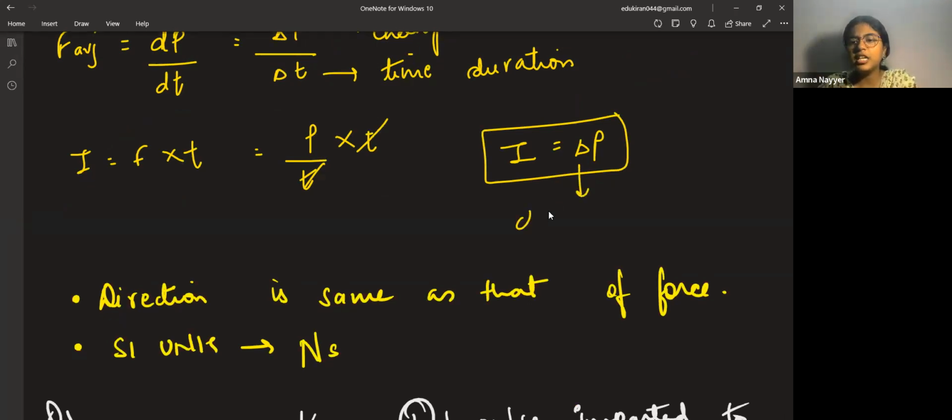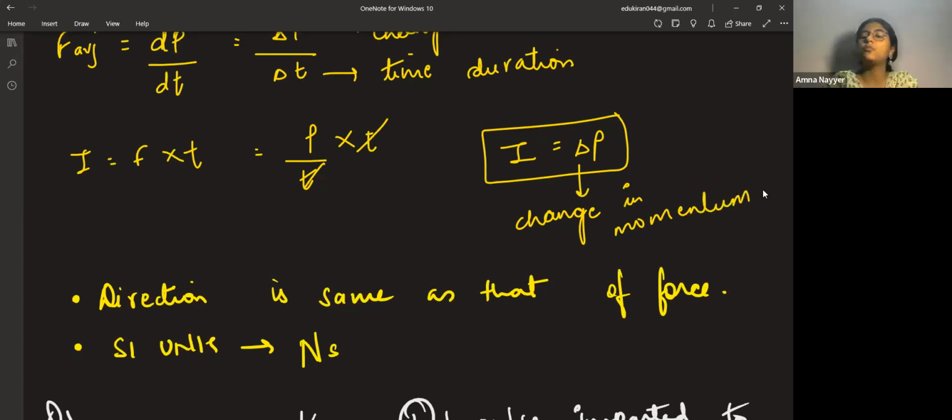This is just the change in momentum. So impulse can also be defined as change in momentum. And whatever the direction of force, since this is the force that is being applied, the direction of force will be there, and it's a vector quantity. Secondly, it's force into time. SI unit of force is Newton, times SI unit of time is second. So SI unit will become Newton seconds.